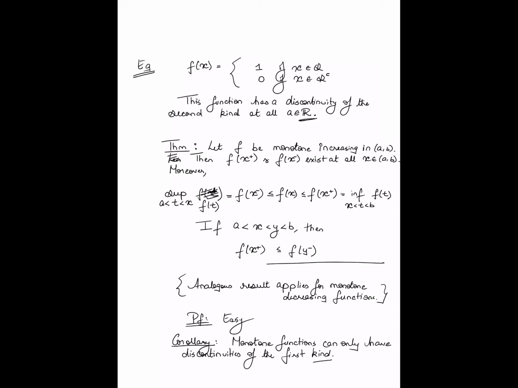So to conclude this lecture, I'm going to state one more result, which actually has something to do with the number of discontinuities that monotone functions can have. Okay, so this is actually a fairly interesting result if you haven't seen this before. Let's say f is defined from A, B to R, and is monotone. Then the set of points where f is discontinuous is at most countable.